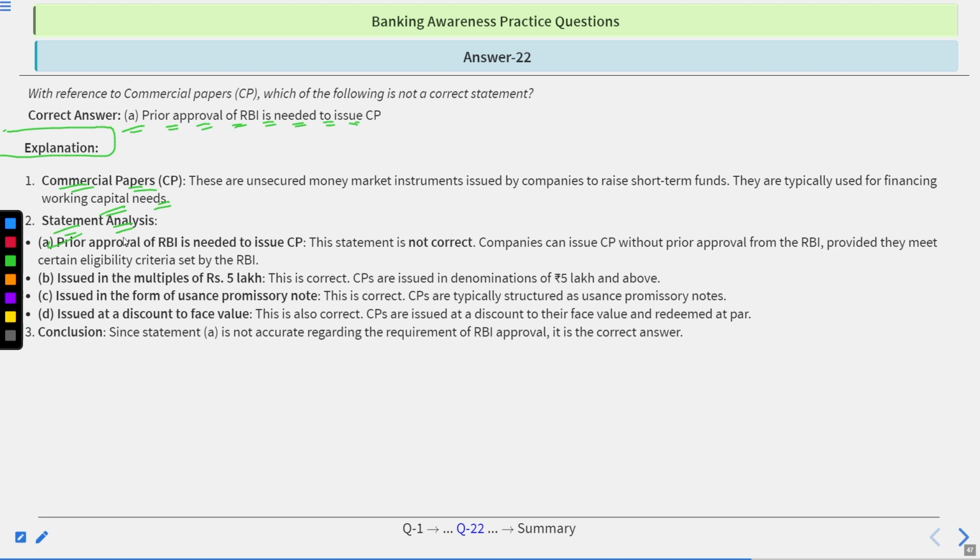Companies could issue CP without prior approval of the Reserve Bank of India, provided they meet certain eligibility criteria set by the Reserve Bank of India. Then, issued in multiples of rupees 5 lakh. This is correct. CPs are issued in denominations of 5 lakhs and above. Then, issued in the form of usance promissory note. This is correct. CP is typically structured as a usance promissory note, issued at a discount to face value. This is also correct. CPs are issued at a discount to their face value and redeemed at par. Conclusion: since the statement is not accurate regarding the requirement of RBI approval, it is the correct answer.